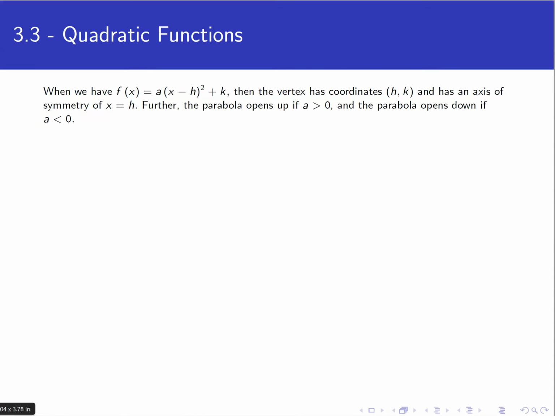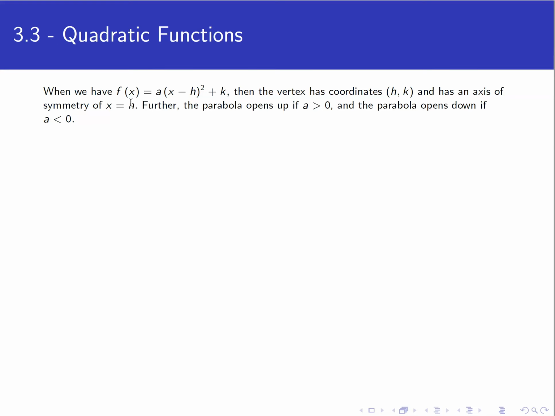All right, so when we have this in standard form, when I have x minus h, quantity squared, plus a k, the vertex is (h, k). So again, make sure you pay attention, that's basically the opposite signs, right? The axis of symmetry, remember, that's the vertical line that goes right through the vertex. So the axis of symmetry will be x equals h.